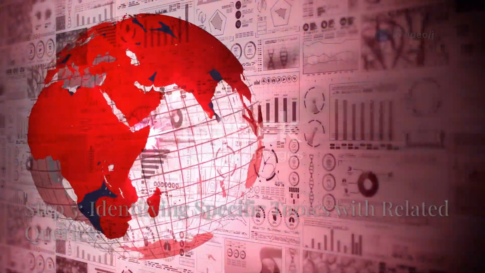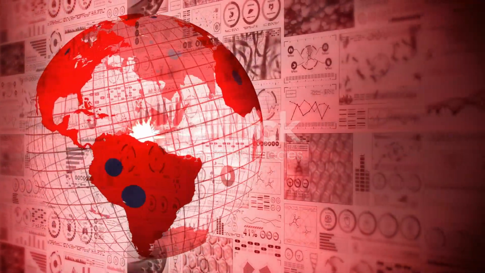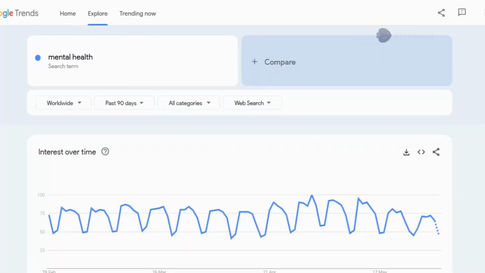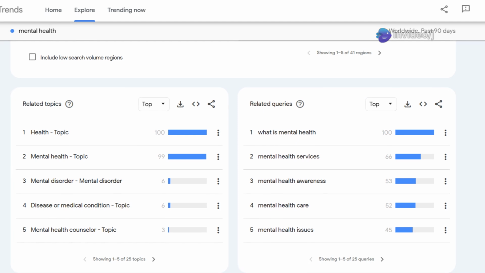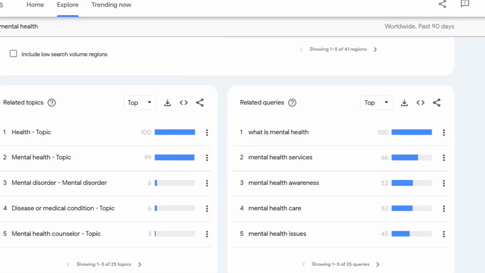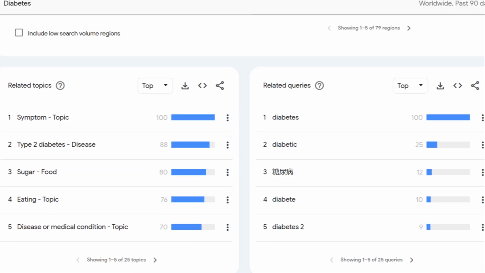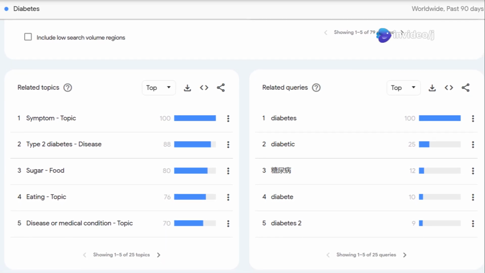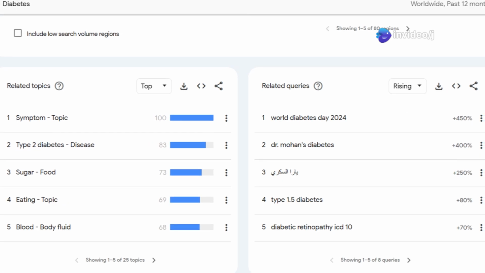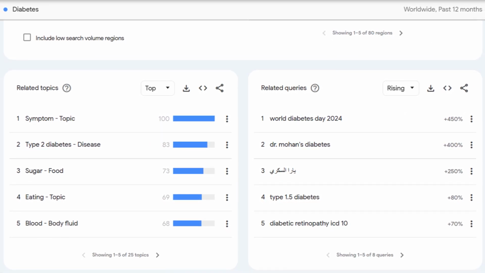Now we get to one of the most exciting parts of Google Trends for researchers, the related topics and related queries. Scroll down to the related queries section. This reveals other popular searches associated with your term. This can help spark ideas for narrowing your research focus. Top queries show the most common related searches. For example, for diabetes, top related queries might be diabetes symptoms, type 2 diabetes, or diabetes diet. These are things people often look up alongside diabetes.